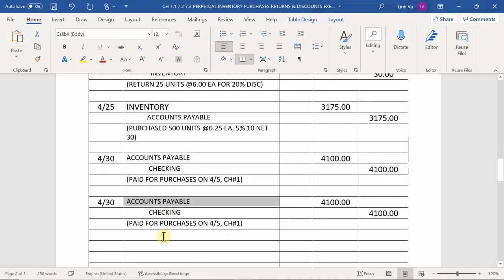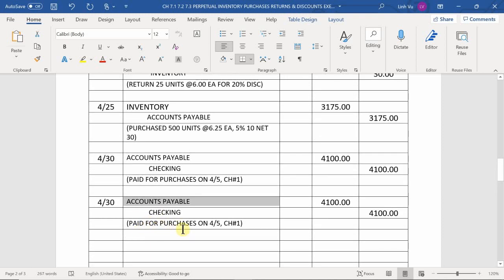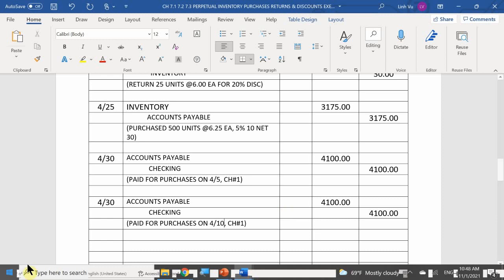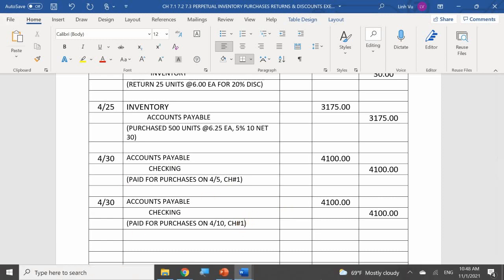Except in this case, this is for purchases made on April 10, and I used check number 2, because this is separate from the previous one. That's how we make a difference between the first one and the second one: this one was for purchases that I made on April 10, and I used the second check for it. But the total amounts were the same.